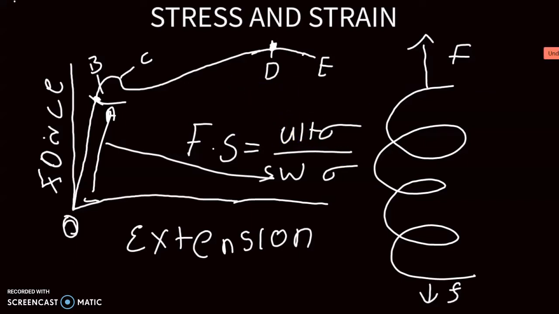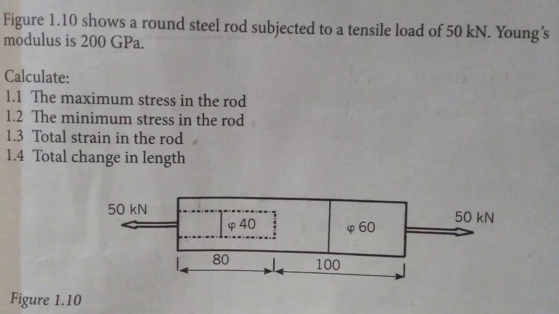So from here, we are going to look at our question. And this is the exercise that we are going to do. They say figure 1.10 shows a round steel rod subjected to a tensile load of 50 kilonewton. Young's modulus is 200 gigapascal. And then the questions, they say calculate, number 1, the maximum stress in the rod, number 2, the minimum stress in the rod, and then number 3, the total strain in the rod. Number 4, the total change in length.